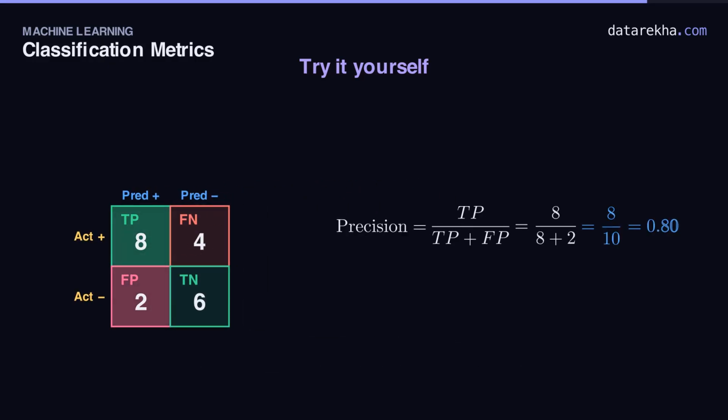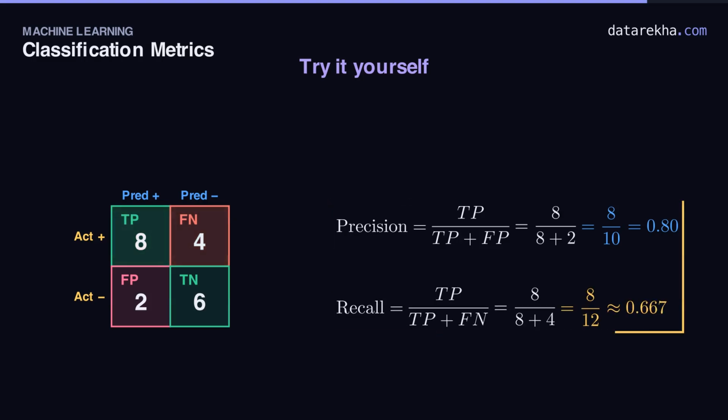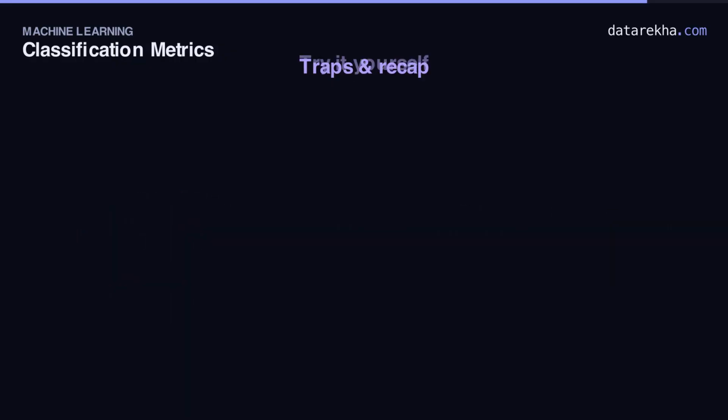Precision is the flagged positive column. True positives over true positives plus false positives. 8 over 8 plus 2, which is 8 tenths, 0.80. Recall is the actual positive row. True positives over true positives plus false negatives. 8 over 8 plus 4, 8 twelfths, about 0.667. If you got 0.8 and 0.67, you've genuinely got this.